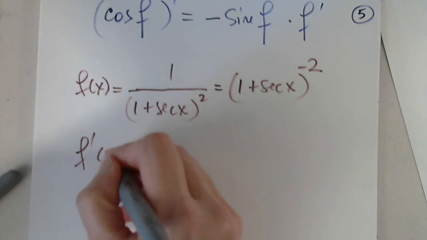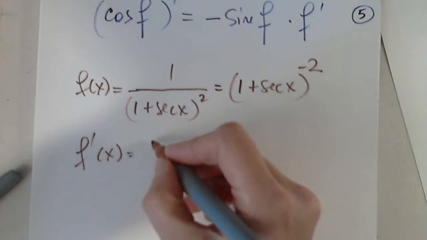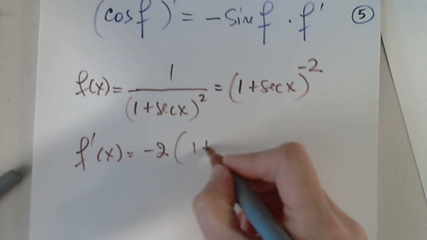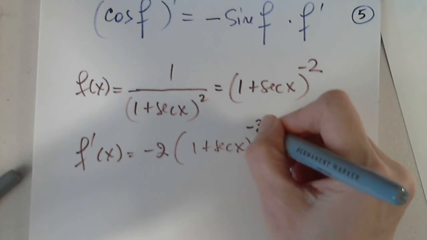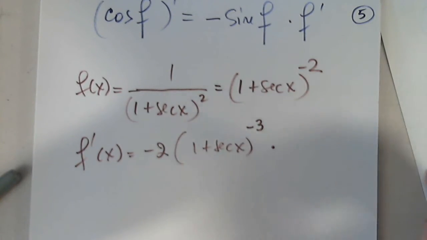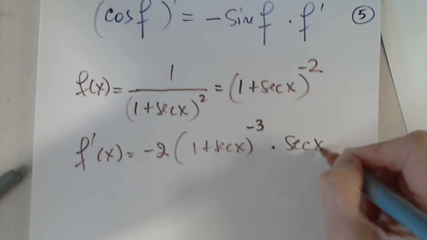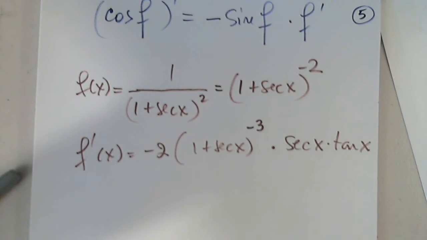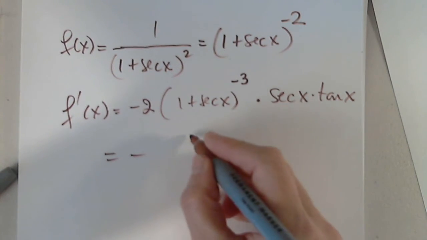So f prime is, it's a function to a power. I bring down the power, I subtract 1 from the power, and now I have to differentiate the inner function. 1 prime is 0 plus secant prime is secant tangent. Yes, I will rewrite it.